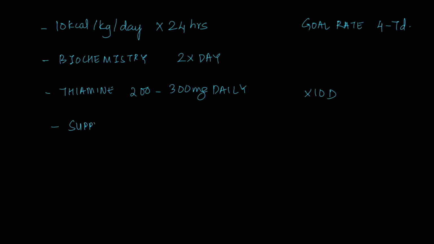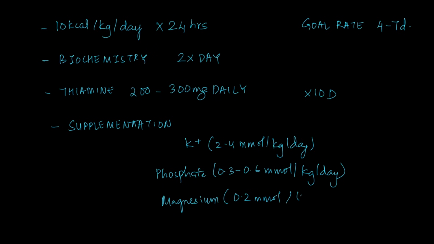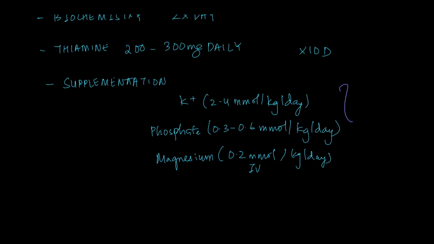Supplementation of electrolytes, that is IV of potassium 2 to 4 millimoles per kg per day, of phosphate 0.3 to 0.6 millimoles per kg per day, and magnesium 0.2 millimole per kg per day IV is required if not already raised.